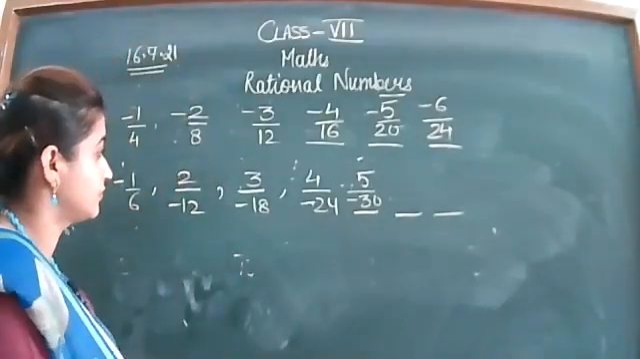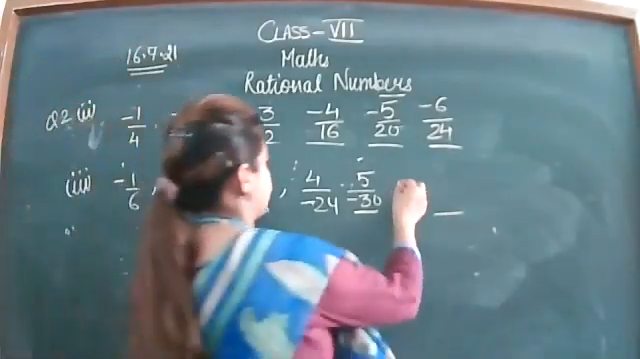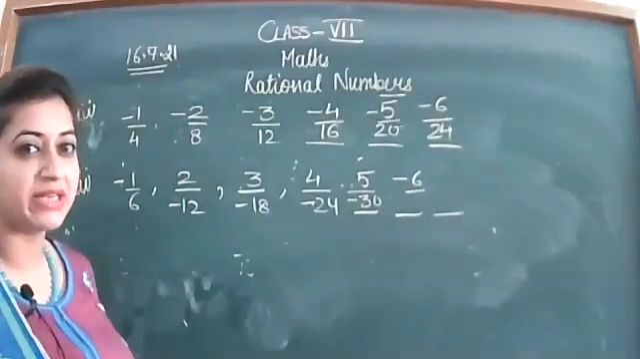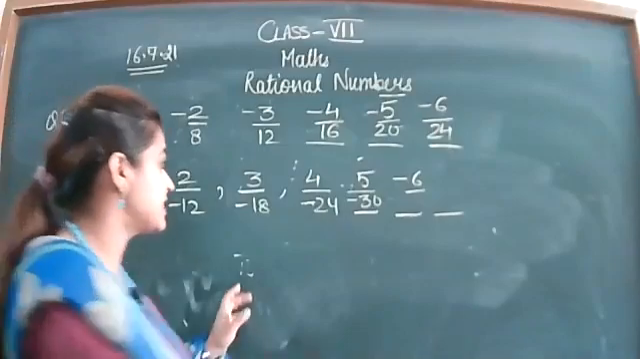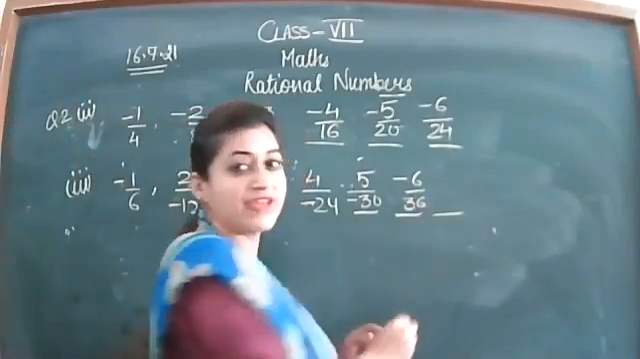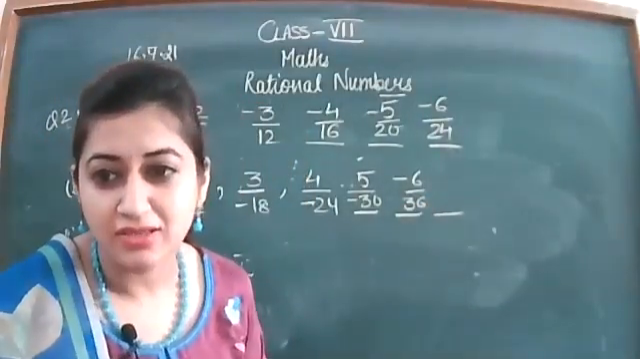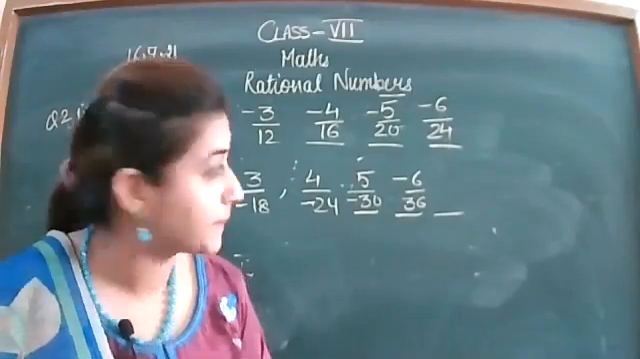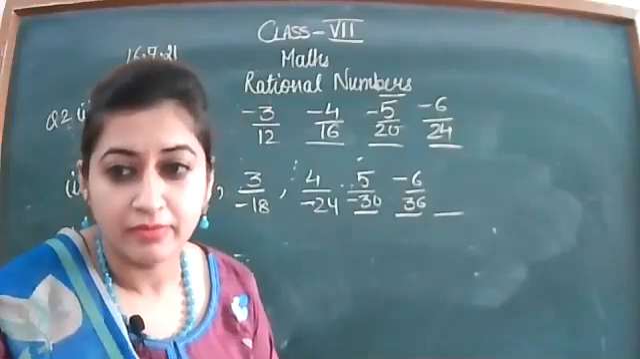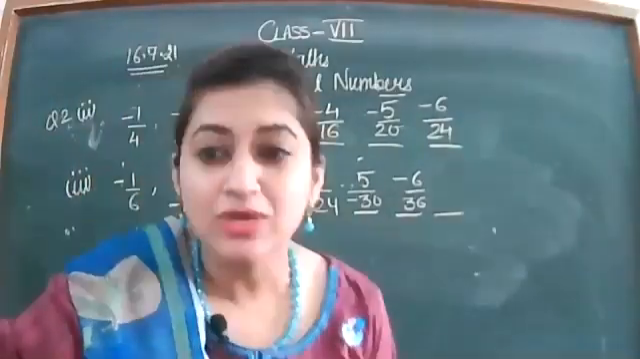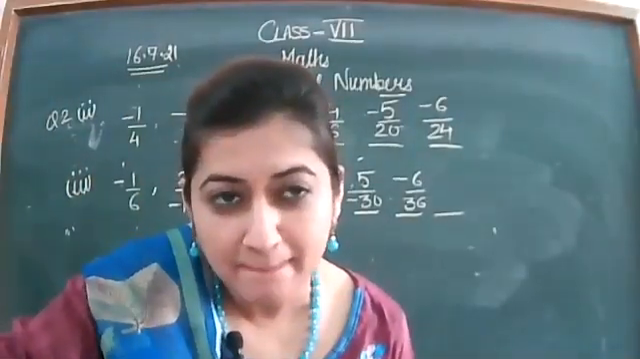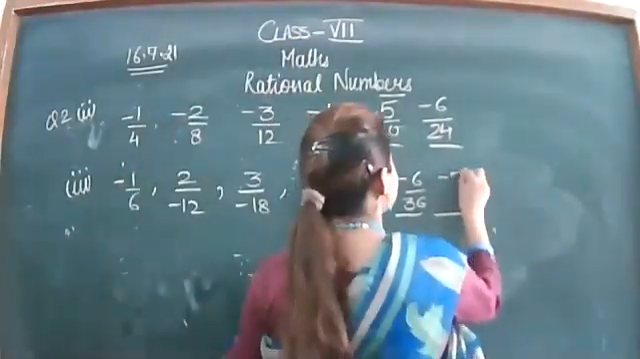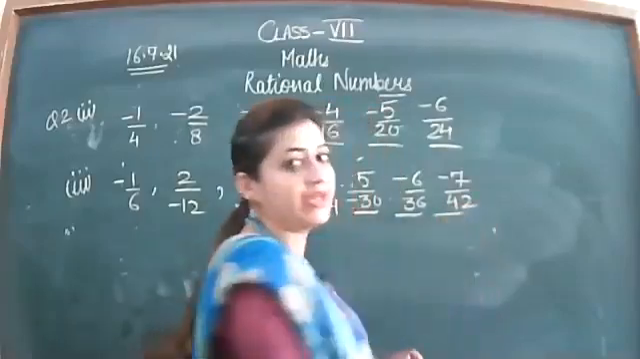Ma'am, minus 6 by 48. Review it again, beta. Sorry ma'am, minus 6 by 36. Yes, ma'am. Minus 6 by 36. Yes, yes, very good. Now Samriddhi will answer. Minus 7 by 42. Minus 7 by 42. Okay. Who is this, beta? Sameer. Okay, Sameer. Very good, beta. Minus 7 by 42. Okay, very good.